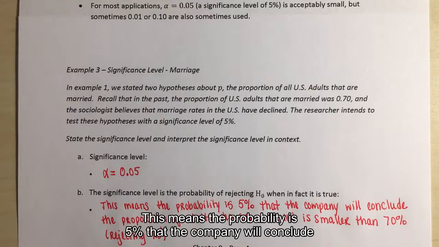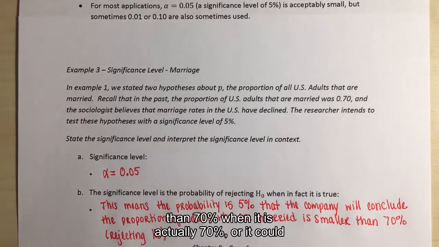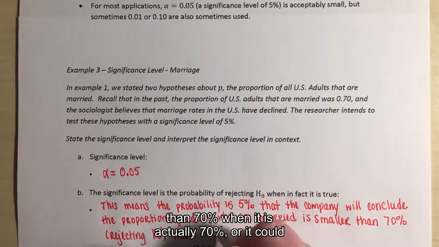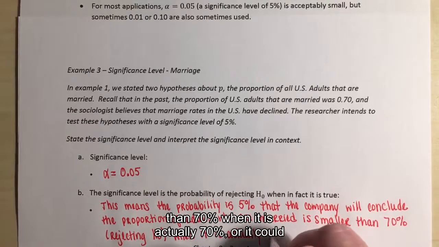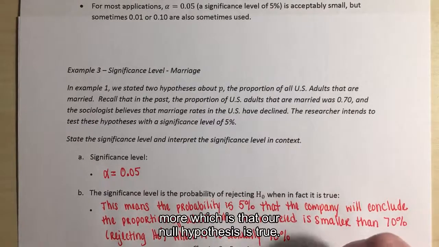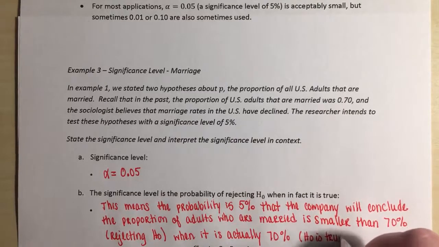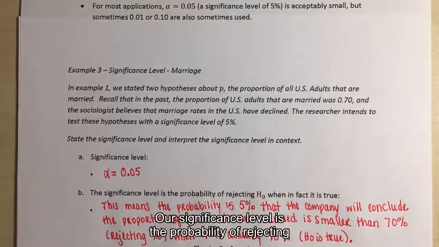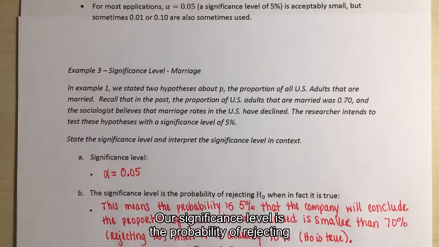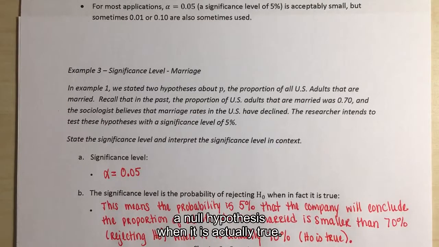So this means the probability is 5% that the company will conclude the proportion of adults who are married is smaller than 70% when it is actually 70%, or it could be more, right? Which is that our null hypothesis is true. Right? So our significance level is the probability of rejecting our null hypothesis when it is actually true.